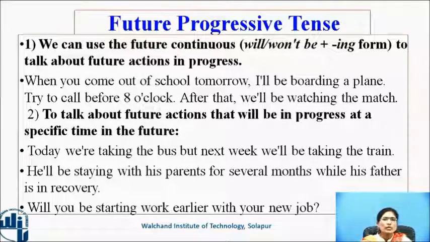Try to call before 8 o'clock. After that, we will be watching the match. Future progressive tense or future continuous tense is used to talk about future actions that will be in progress at a specific time in the future. For example, today we are taking the bus, but next week we will be taking the train. He will be staying with his parents for several months while his father is in recovery.